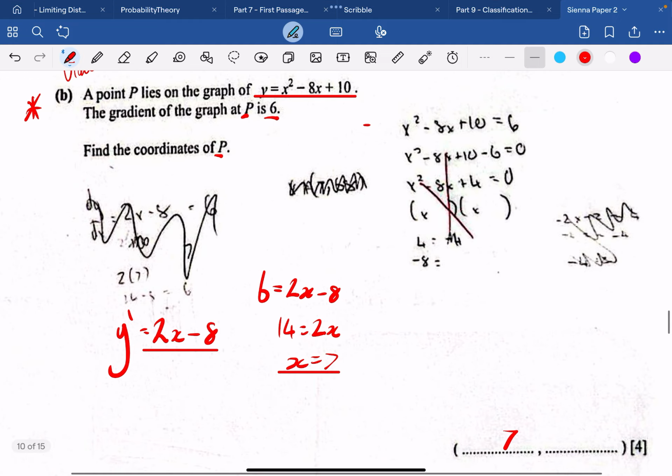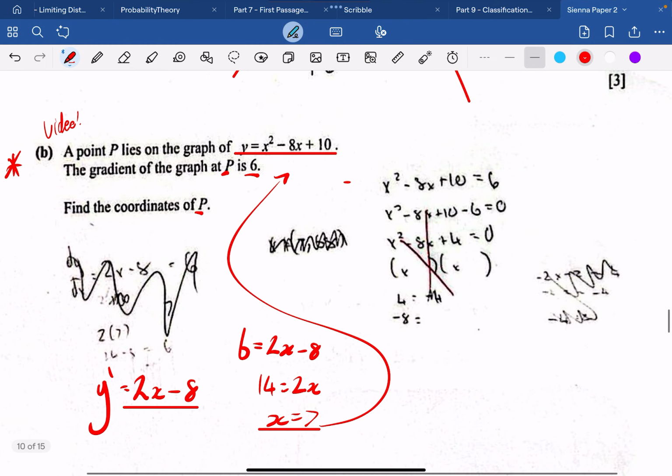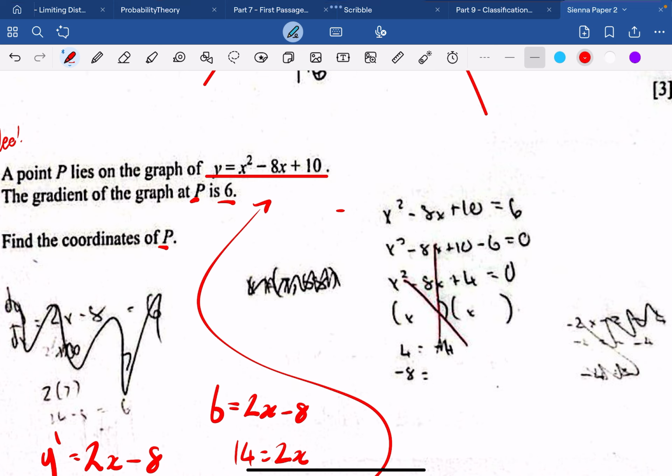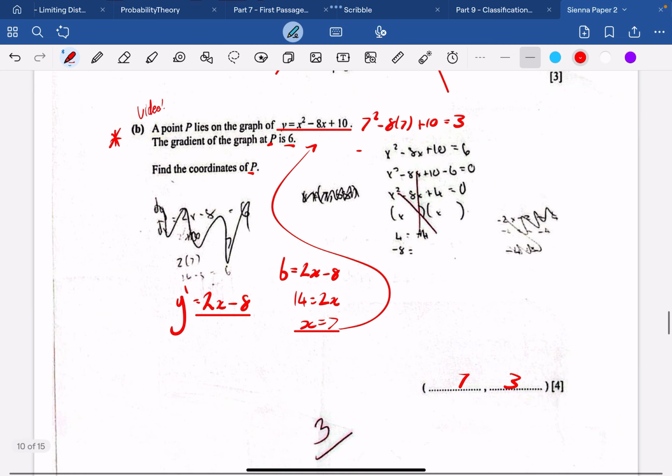But now how do we get the y coordinate? We don't sub this back into here. We sub the 7 back into our original equation. So we've got 7 squared minus 8 times 7 plus 10 is equal to, okay, I'm sure you could do the arithmetic. I'm going to cheat a bit and use my calculator. So I'm a bit lazy. 3. So the coordinate is 7, 3. Okay. Please let me know if you haven't done this differentiation, you don't understand what concepts I'm doing, because these are very, very important.